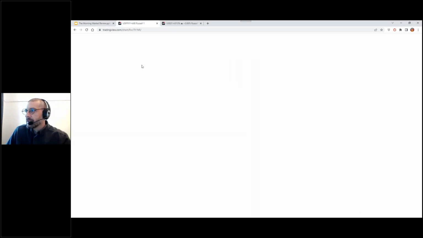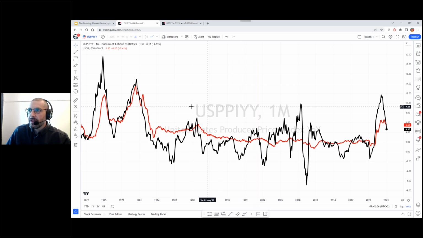The first chart I want to show is, we haven't looked at this for a while, the 2 series here. So the black line is the producer price index, the PPI, and the red is the core CPI. And we're just looking at the interaction between the 2 series. If you go back to the 70s and the early 80s, that was the last real stagflationary period. You can see how the PPI led the core inflation up, but also led the core inflation down.